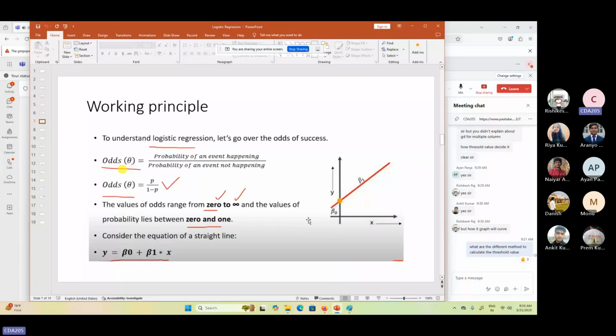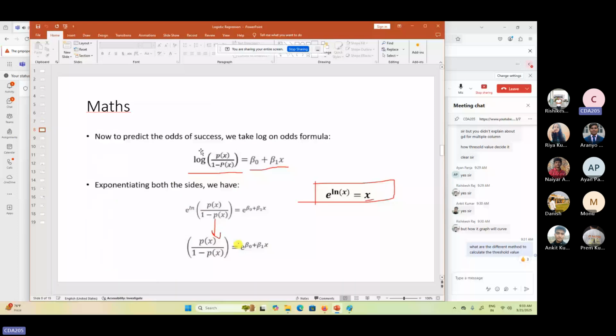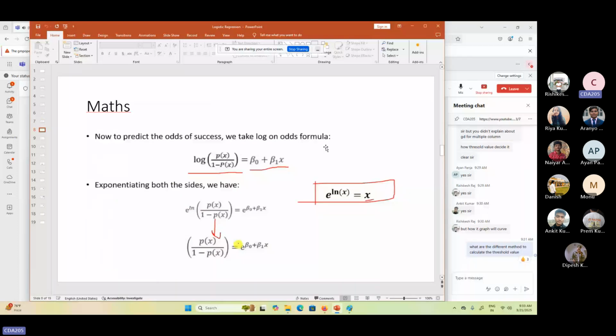Now, when we see the equation of the straight line, that is beta naught, the y-intercept, plus beta 1 into x. Now predict the odds of success. We take the log on the odds formula. So here we took the log, which is equal to beta naught plus beta 1 x. Are you clear with these equations?